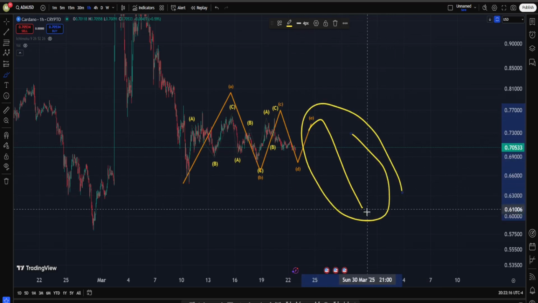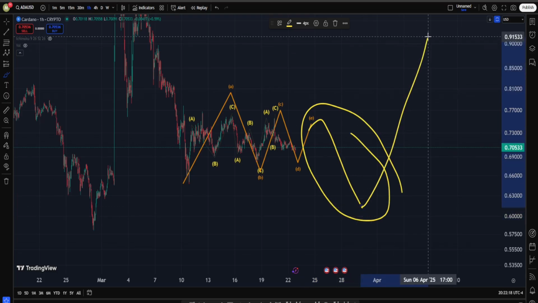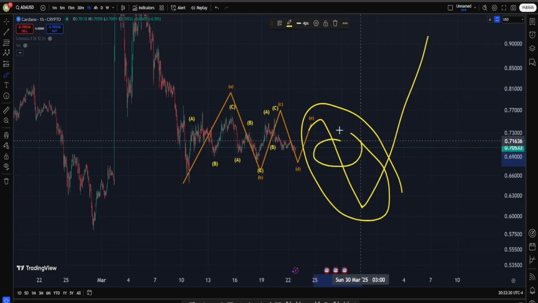And what are we going to have after this final move down? Probably a move on the upside. And if I'm going to go short in here in Cardano, I'm probably going to get my stop loss hit and lose a bit of money.